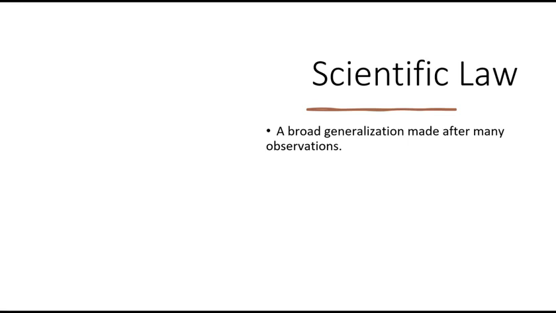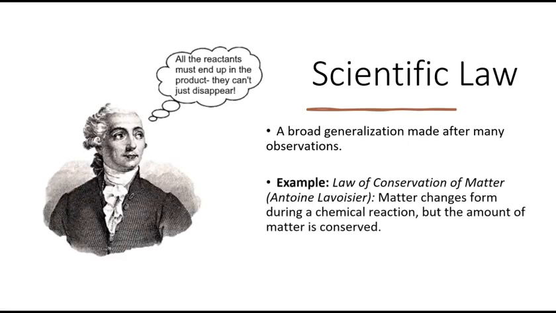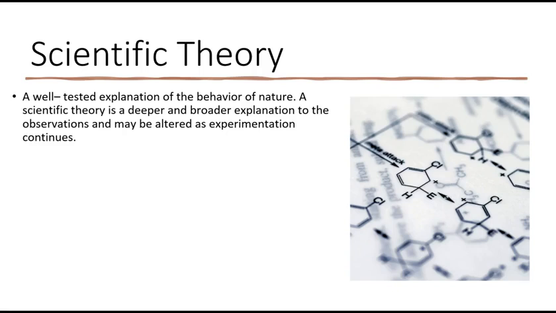Scientific law is a broad generalization made after many observations. For example, the law of conservation of matter states that matter may change form during a chemical reaction, but the amount of matter is conserved. All of the reactants must end up in the product. They just can't disappear. Scientific theory is a well-tested explanation of the behavior of nature.